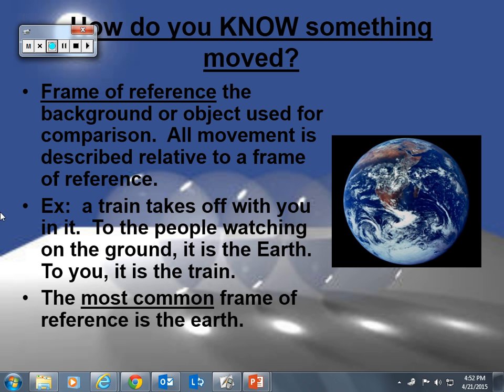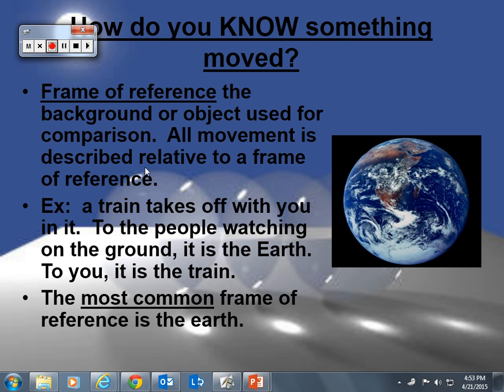Okay, so it gives you this example. You really have to imagine, and if you need to on the test, draw out what's happening so it makes sense. A train takes off with you in it. So the people that are standing on the ground, the train is moving compared to the earth. To you, it's moving based on the platform. It almost seems like it's the train, because the train is what you're sitting on, and so you notice the movement based on the train.